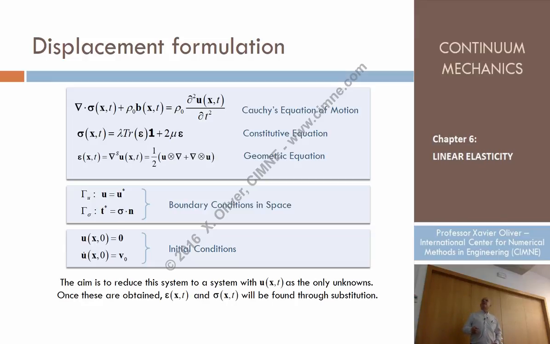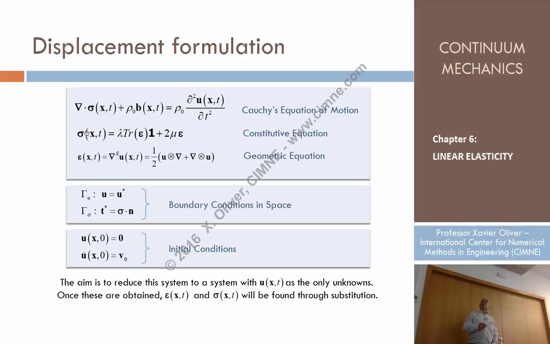So, let's see what the displacement formulation consists of. Look, these are the equations of the problem, right? We have the 15 equations, the boundary conditions in space, and the boundary conditions in time. We cannot handle 15 partial differential equations to solve it analytically. We have to simplify that. What is the way to simplify that? I'll tell you the concept.